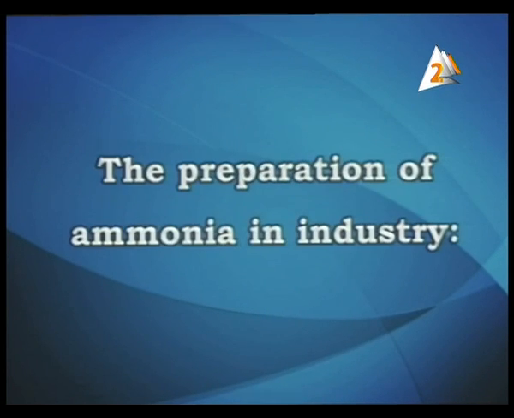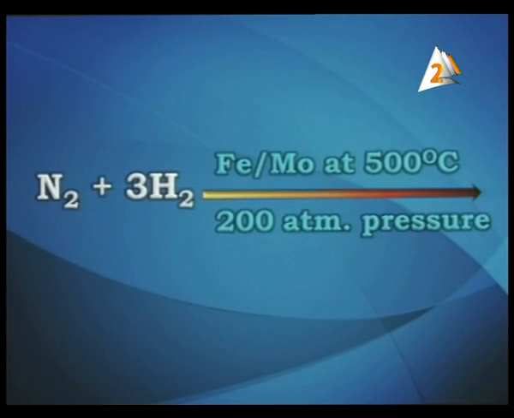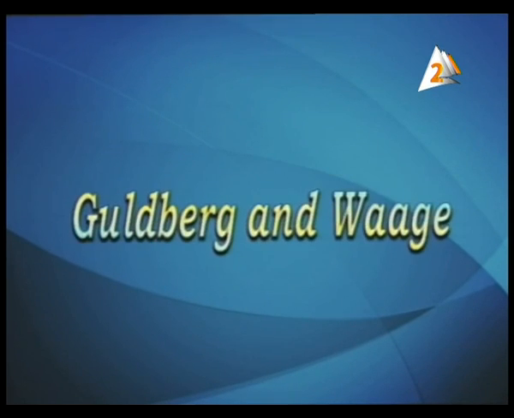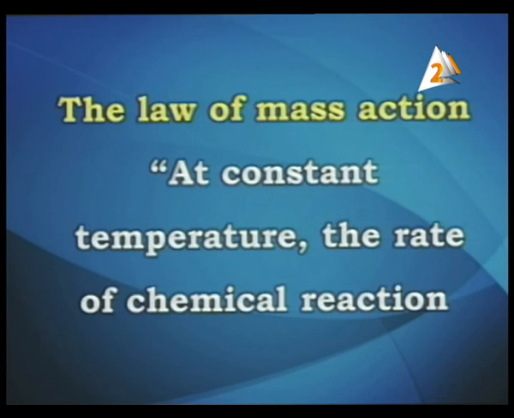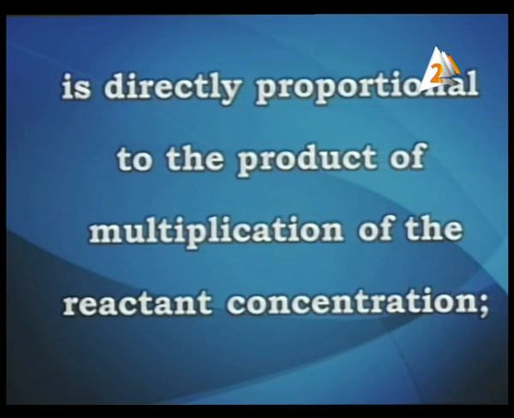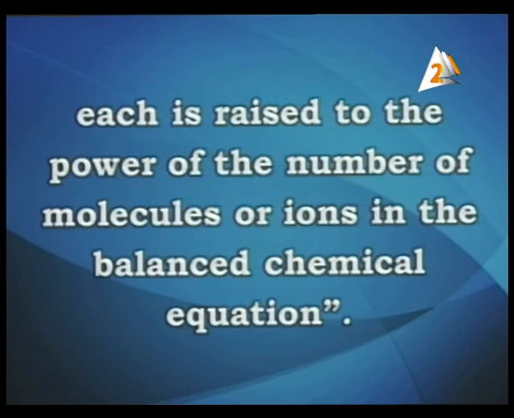Haber, the preparation of ammonia in industry. As the equation proceeds on the screen, N2 plus 3H2 in the presence of iron and molybdenum at 200 atmospheric pressure gives ammonia gas. Goldberg and Waage stated the law of mass action: at constant temperature, the rate of chemical reaction is directly proportional to the product of multiplication of the reactant concentrations, each raised to the power of the number of molecules or ions in the balanced chemical equation.